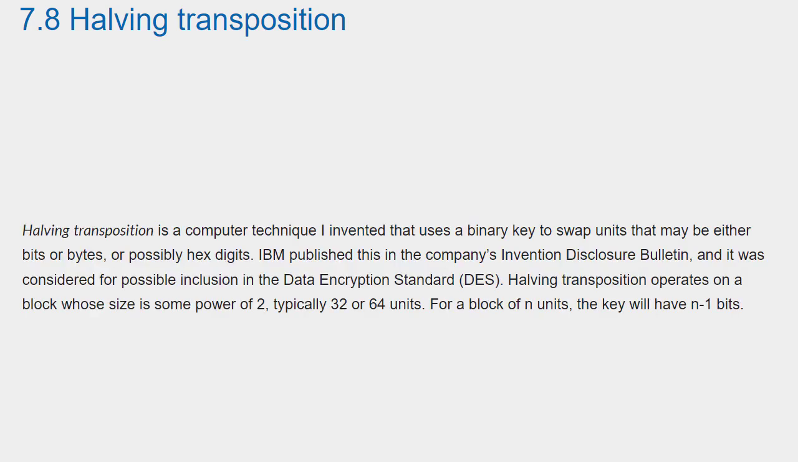Section 7.8. Halving transposition. Halving transposition is a computer technique I invented that uses a binary key to swap units that may be either bits or bytes or possibly hex digits. IBM published this in the company's Invention Disclosure Bulletin, and it was considered for possible inclusion in the Data Encryption Standard, DES. Halving transposition operates on a block whose size is some power of 2, typically 32 or 64 units. For a block of n units, the key will have n-1 bits.